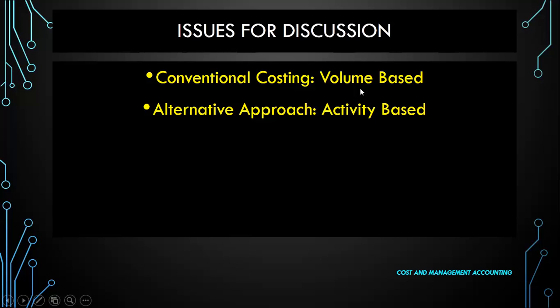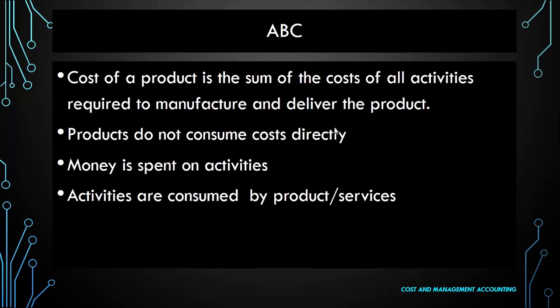The conventional costing is normally called volume based costing because overheads are normally apportioned, allocated and absorbed on the basis of the volume of input or volume of output. But in case of the activity based, the focus shifts from expenses to the activities. So in activity based costing, the cost is considered to be the sum of the expenses incurred for all activities required to manufacture and deliver the product.